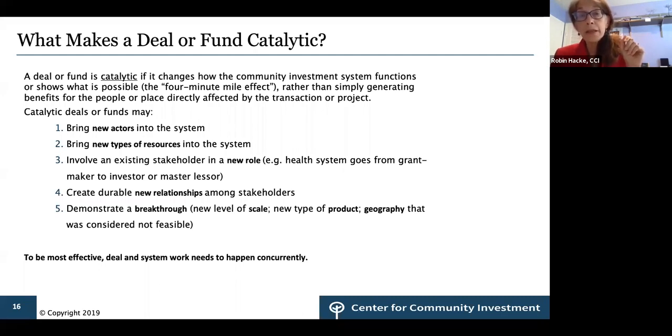And so what makes a deal catalytic is you're demonstrating a new product, a new way of doing financing, the fact that a certain kind of project or deal actually can pay the investors back. It may bring new resources into the system. So let's say in Boston, we're working with hospitals, and the first deals done by developers using community benefit dollars show people that I can return those community benefit dollars, either in the form of lower rents or in the form of a low interest loan.